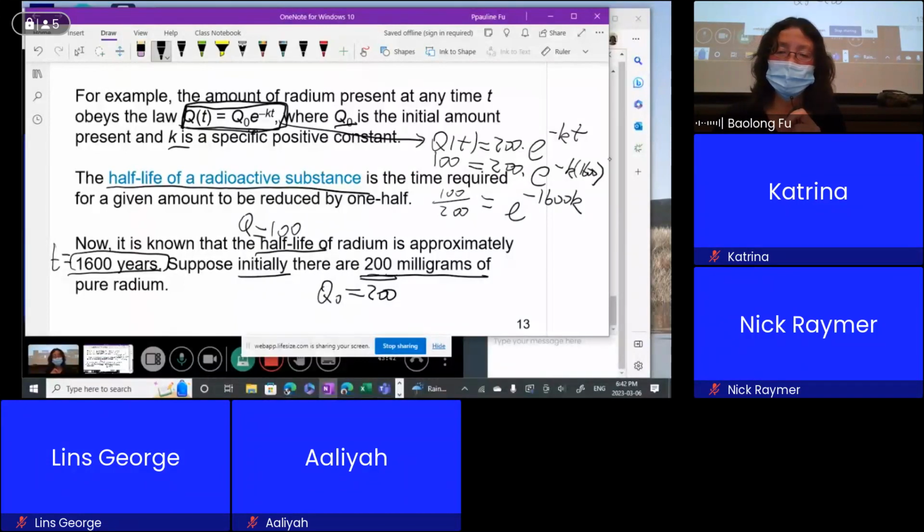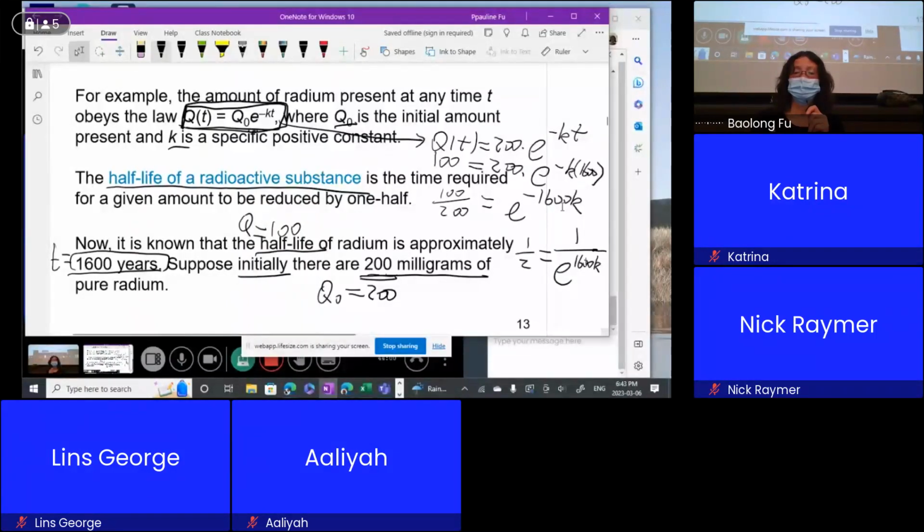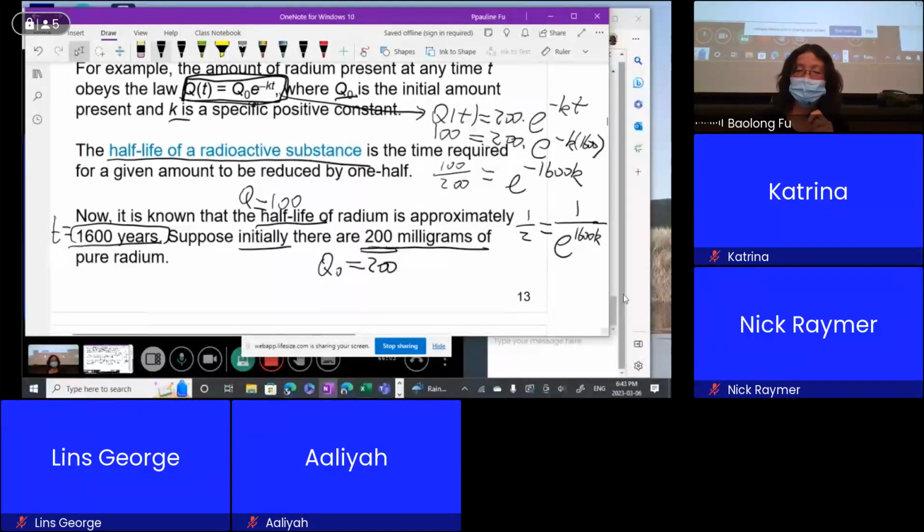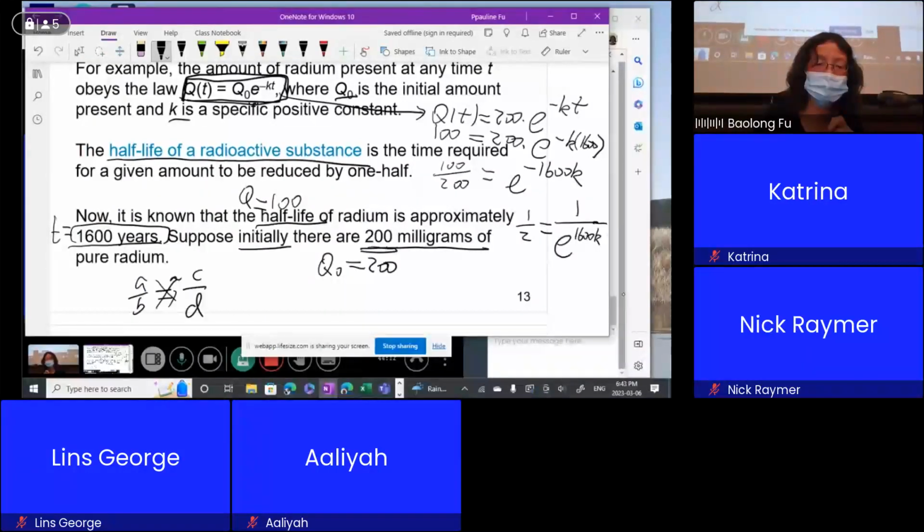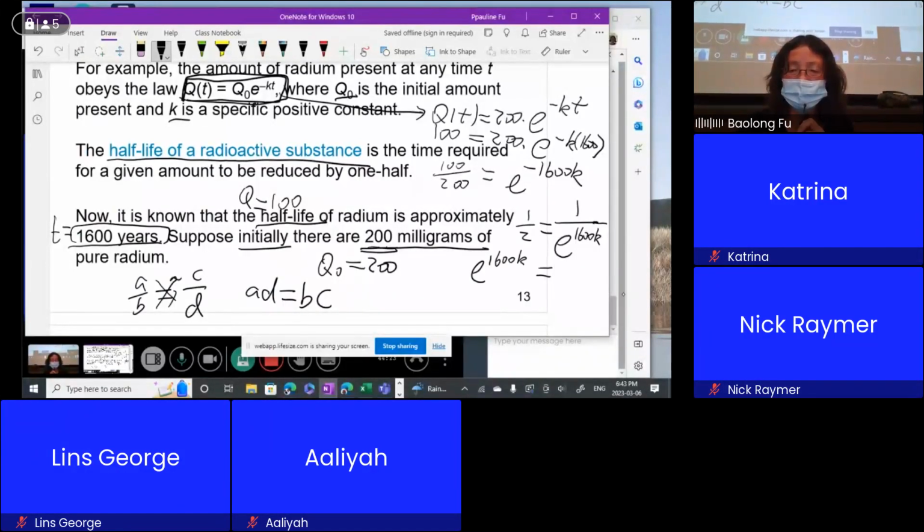So on the left-hand side, you have 1 over 2. e raised to the power negative equals 1 over e raised to the power positive. Any questions? And now you use cross multiplication. For example, A over B equals C over D. Cross multiplication, you get AD equals BC. So from here, I get e raised to the power 1600k equals 2.